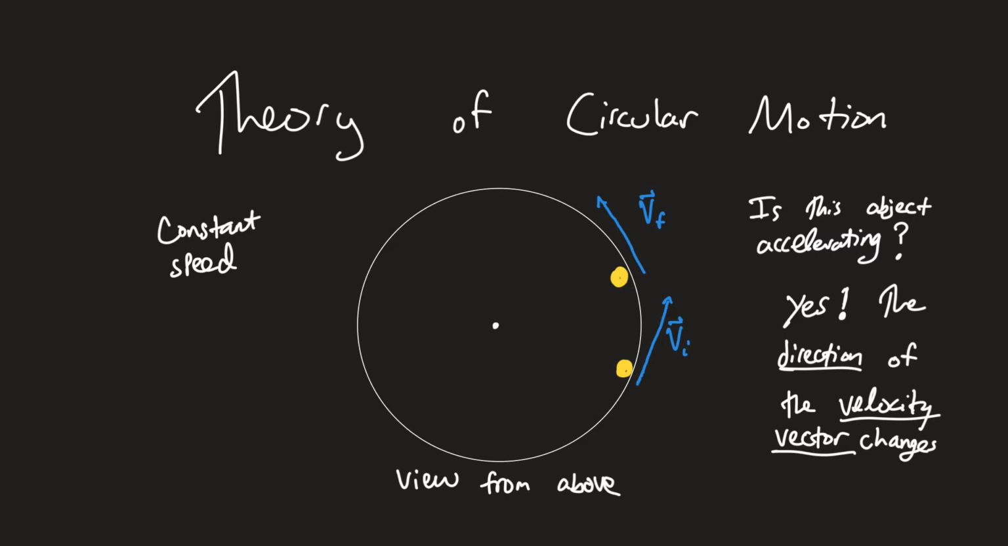All right, well, the answer is yes, most definitely. And it's because the direction of the velocity vector is changing. Now, the magnitude of the velocity vector is constant. That's the speed part of velocity. But you can see the direction is rotating around. It's always tangent to the path. And so, therefore, the object is accelerating.